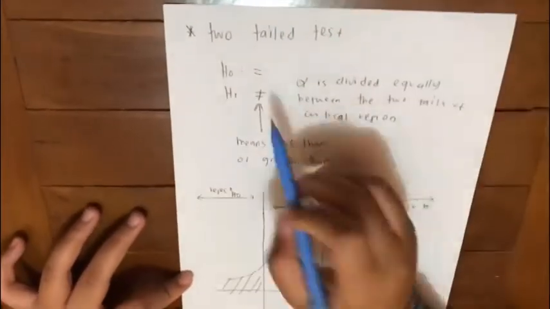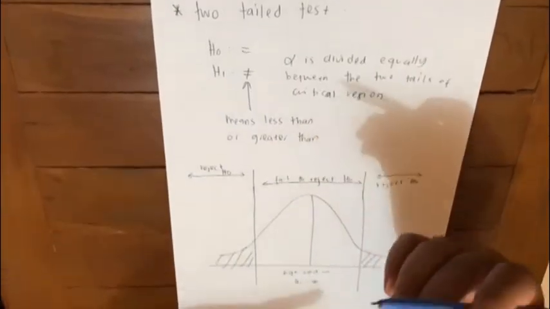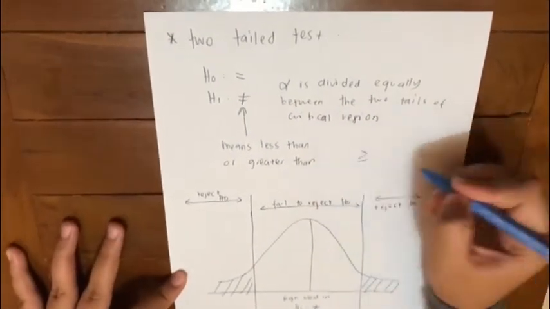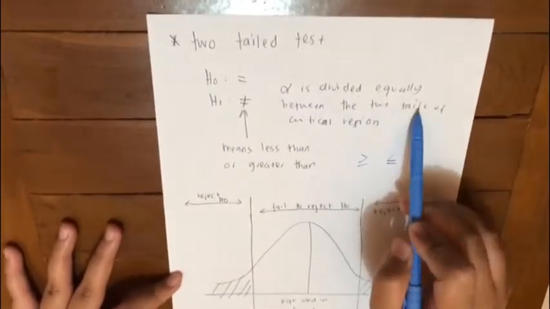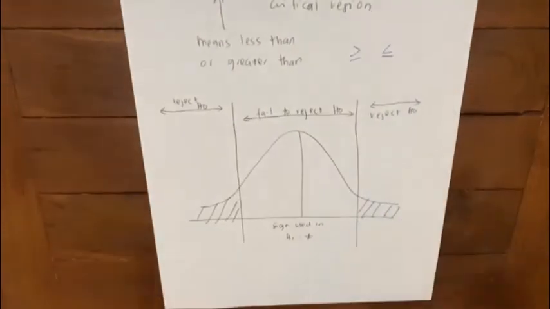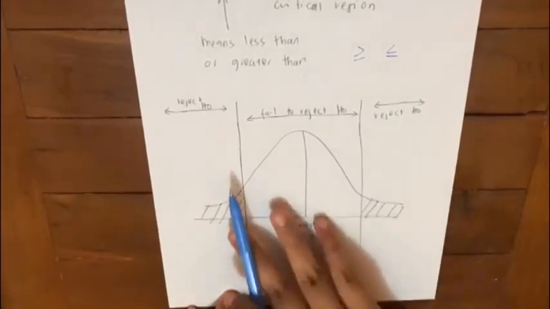So the last one is the two-tailed test. It happens when H0 is equal and H1 is not equal. Not equal means less than or greater than, so it looks like this or maybe like this. Alpha is divided equally between the 2 tails of the critical region. So this is the graph. Either we reject H0 here or reject H0 here.